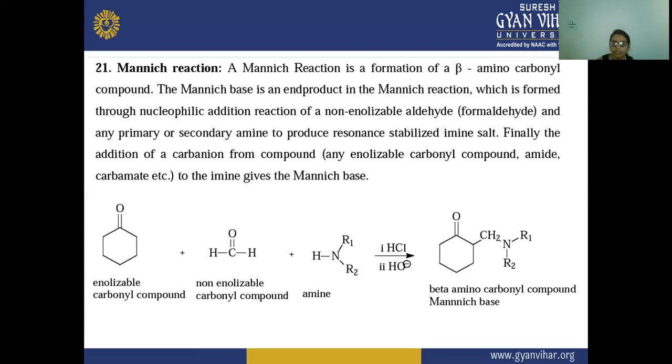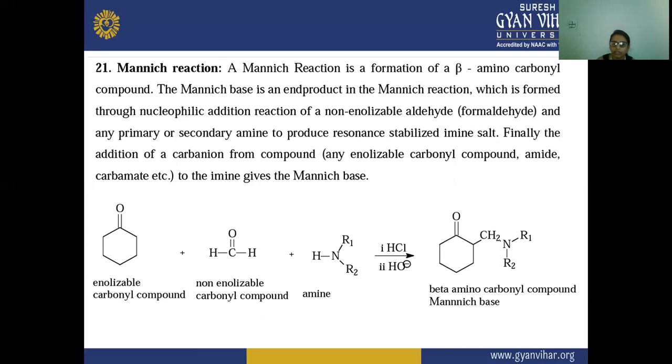Next is your Mannich reaction. So in your Mannich reaction, there is formation of beta aminocarbonyl compound, and the Mannich base is an end product in the Mannich reaction, which is formed through nucleophilic addition reaction of a non-enolizable aldehyde and then primary or secondary amines to produce resonance stabilized imine salt. So finally, the addition of a carbanion form compound to the imine gives the Mannich base.